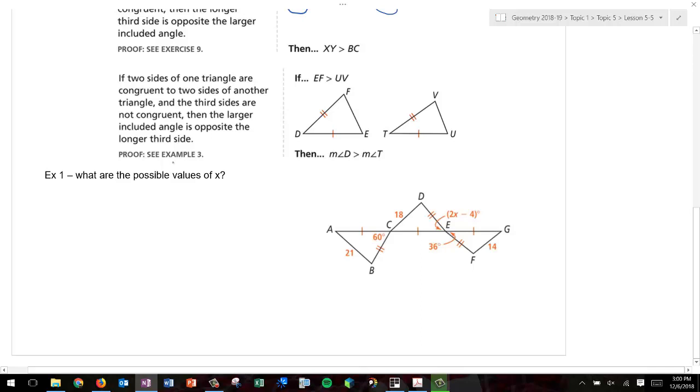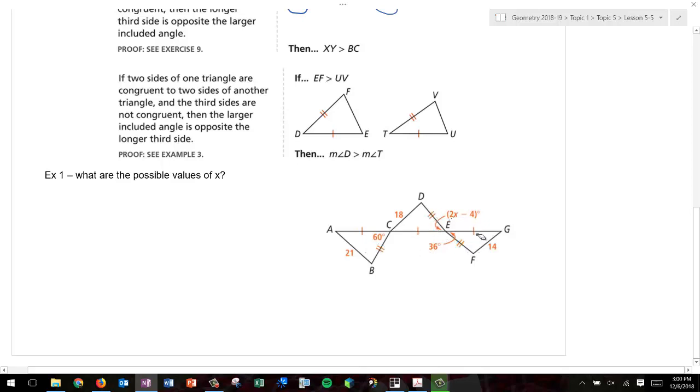So here, they want to know what are the possible values of x, this x in here. They've given us three triangles, and in all of them, they've given us two sets of congruent sides. So that tells me this hinge theorem is going to work. And so what we'll have to do is create a relationship here.